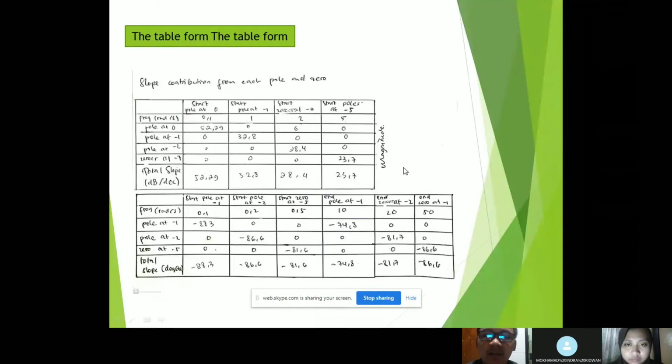So this table is telling us that the result is going down as the starting pole increases.